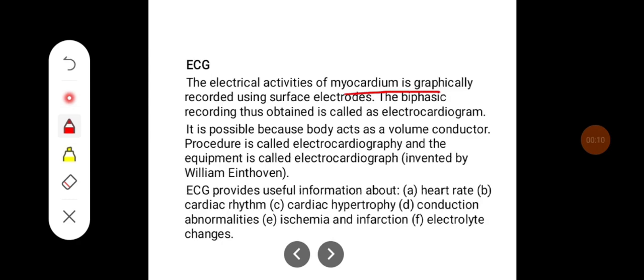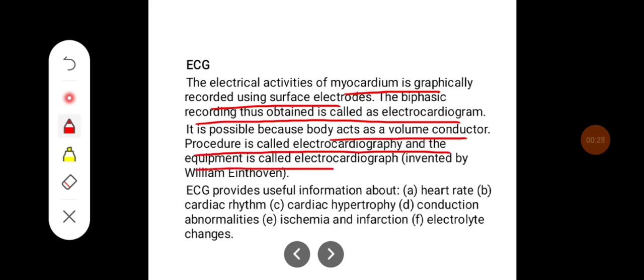The electrical activity of the heart is graphically recorded using surface electrodes. The biphasic recording thus obtained is called an electrocardiogram. It is possible because the body acts as a volume conductor. The procedure is called electrocardiography and the equipment is called an electrocardiograph, which was invented by William Einthoven. The ECG provides useful information about heart rate, cardiac rhythm, cardiac hypertrophy, conduction abnormalities, ischemia and infarction, and electrolyte changes.